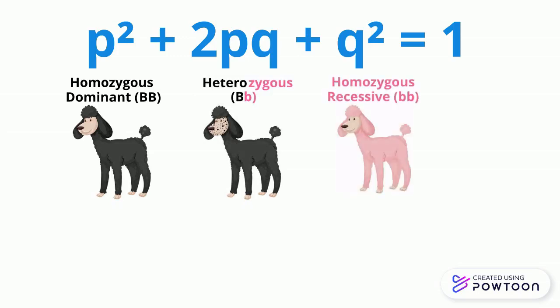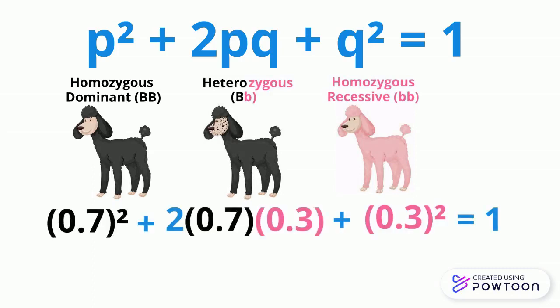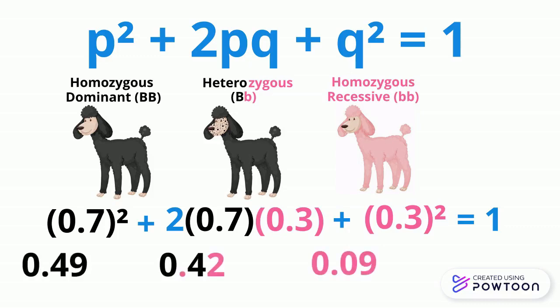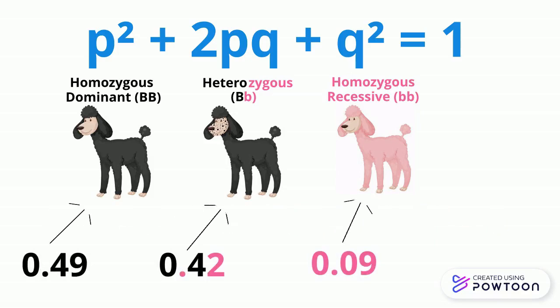homozygous recessive genotypes. We will plug in our values from our example that we used in our other equation. This gives us the predicted genotype frequencies for our poodle population. Once you know your values for P and Q, the equations are quite easy to calculate.